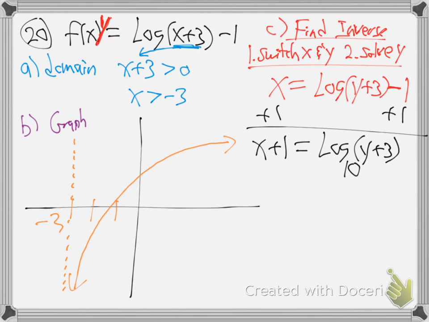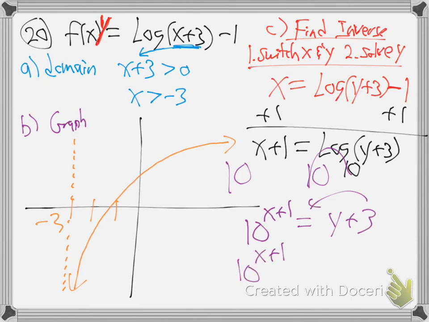So what do I do then? 10 both sides. So I go 10 this side, 10 that side. These cancel. So 10 to the x plus 1 is y plus 3. Subtract the 3 over. 10 to the x plus 1 minus 3. There it is. There is the inverse function. You can graph it and do the rest.